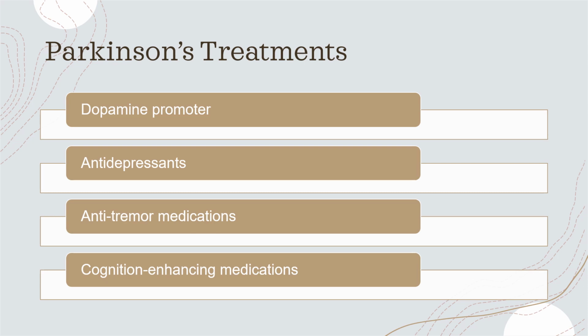Anti-tremor medications are going to help specifically with the motor issues, not so much with the cognitive issues. And then there are also some cognition-enhancing medications that can help with the cognitive side of things. So L-Dopa is the most effective in treating all the symptoms, but it has all those side effects like we talked about. These other medications are going to be less effective in treating the symptoms, but they tend to have less severe side effects, although they do have side effects of their own as well.